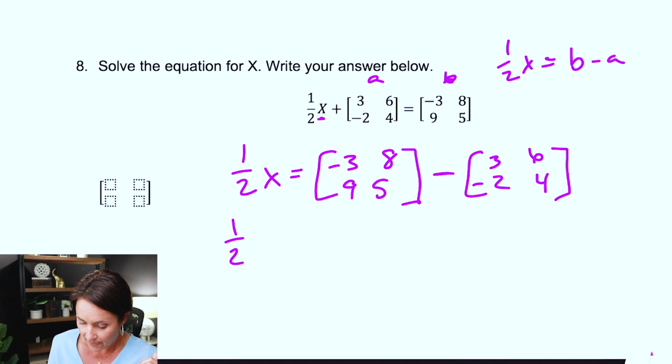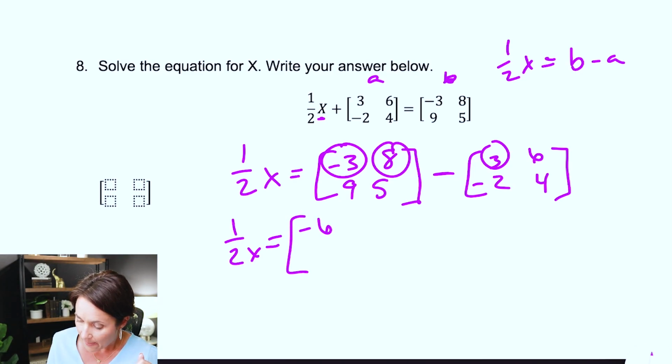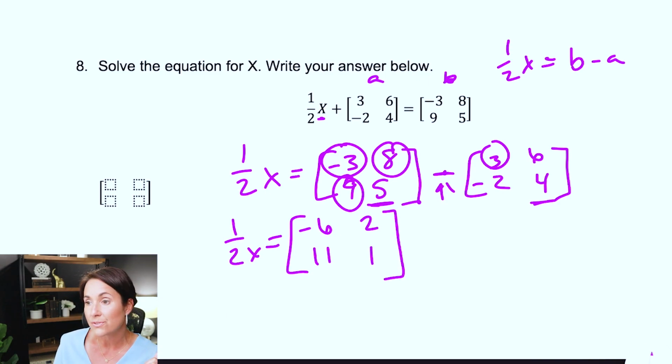So I have 1/2 X equals, so -3 minus 3 is really -3 plus a -3. And we are going to get -6. And then I have 8 minus 6, which is going to be a 2. And then I have 9 minus -2, which is going to be plus 2. So 9 plus 2 is going to be an 11. And then I'm going to have 5 minus 4, and that's going to be a 1. So I have 1/2 X equals -6, 11, 2 over 1.